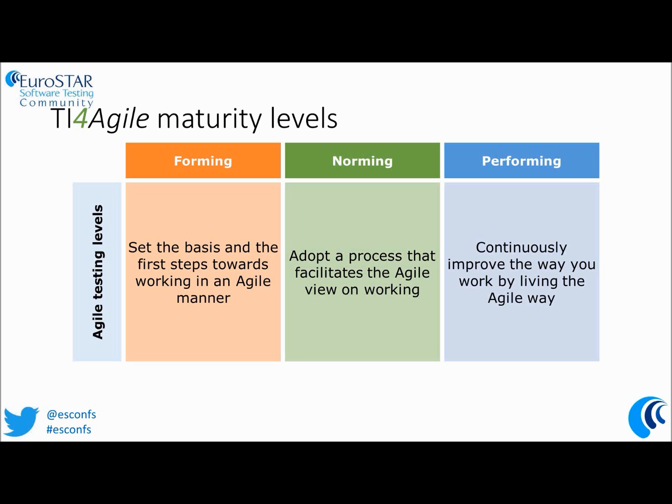In the norming part, we are changing our process to facilitate the agile view on working. So we're going to do more Scrum or Kanban-like or Lean or more of the agile development methods. And then in the end, we're continuously improving the way we work by really incorporating the Agile Manifesto in our everyday work, by living it in the agile way. So these are the three maturity levels we've defined for test improvement for agile.